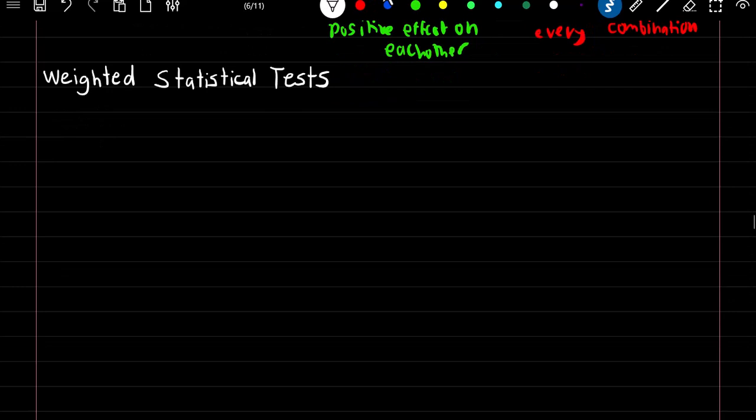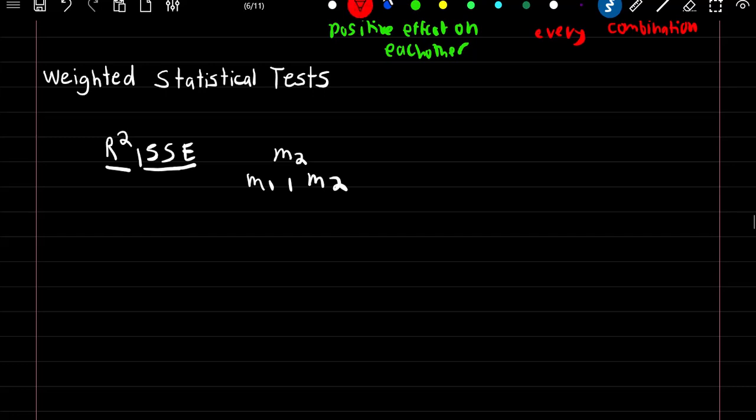When we're using subset selection, we can use something like R squared or sum squared error to compare models that have the same number of predictors. So if a model has 2 predictors, we can find the best R squared and best sum squared error model. But to compare models with different numbers of predictors, such as the best model with 1 predictor and the best model with 2 predictors, we can use different statistics that have a weighted element that adds a penalty when you add extra predictors.